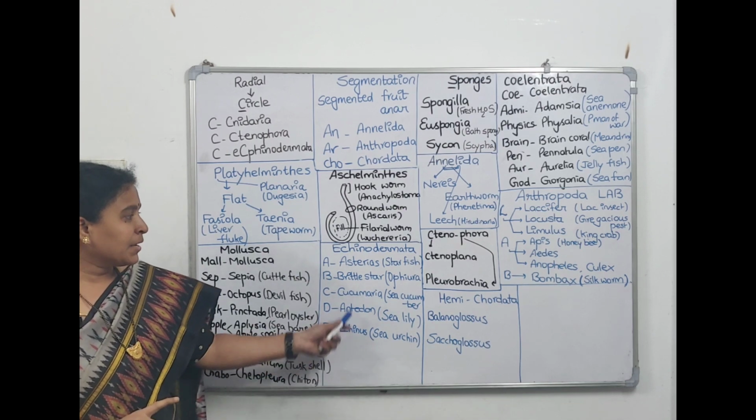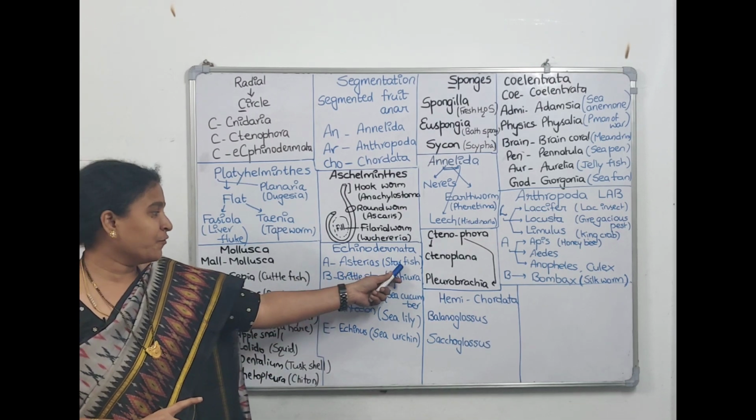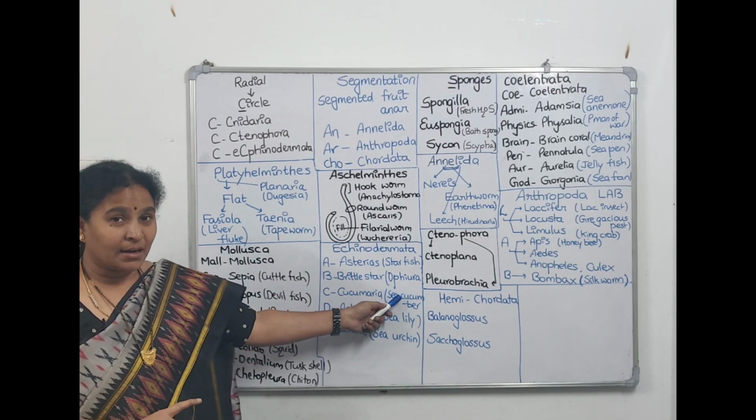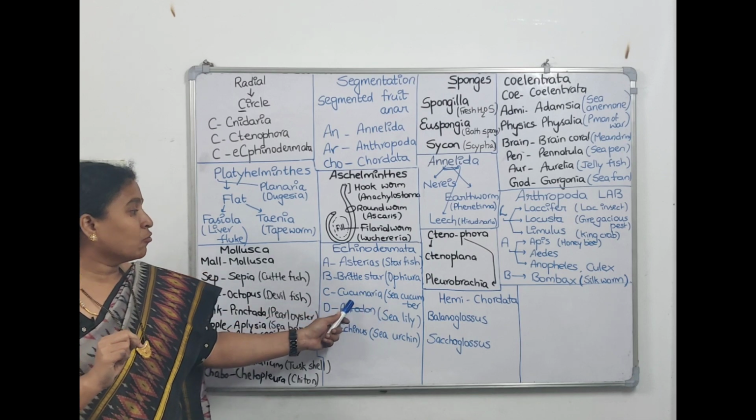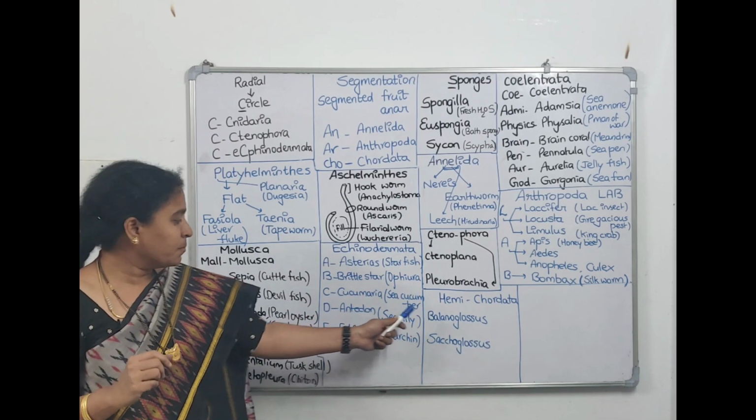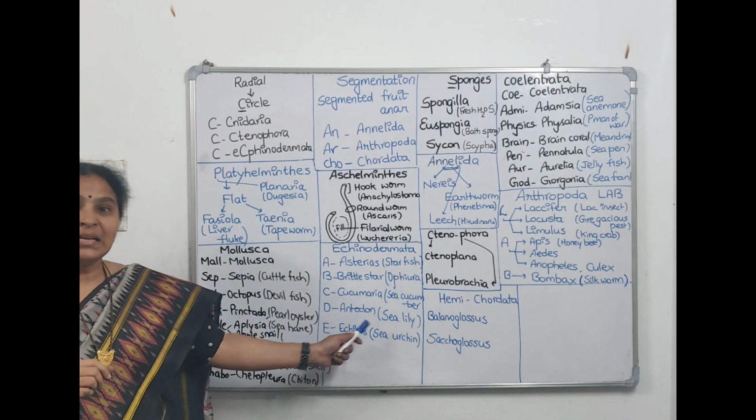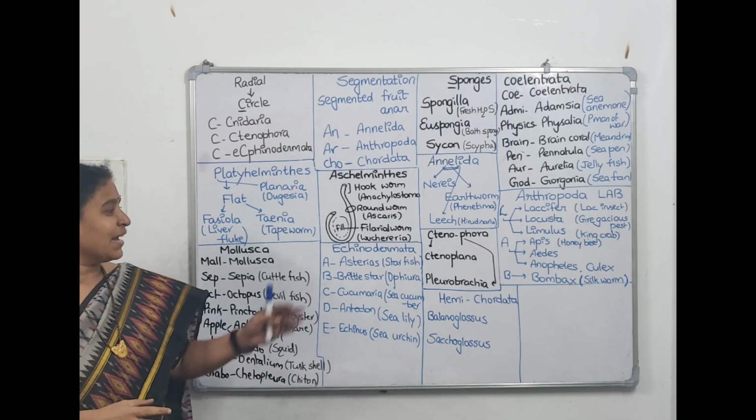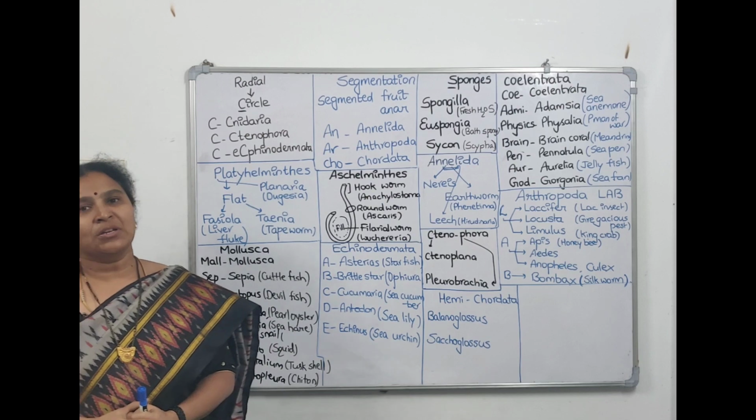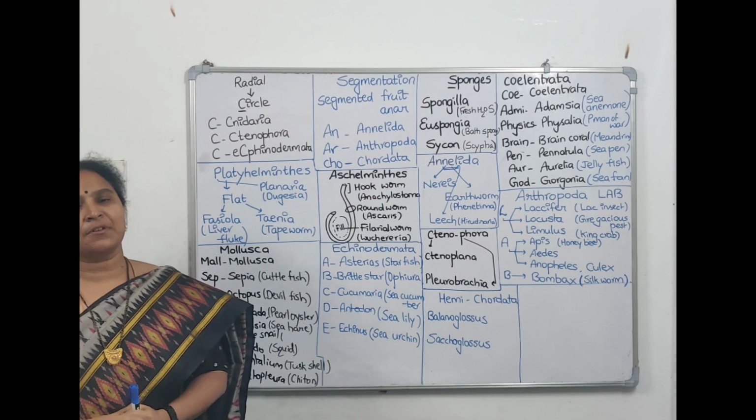Asterias, aster means starfish, brittle star, Ophiura, starfish and Ophiura pictures only they have given in NCERT. Now Cucumaria means it's cucumber like sea cucumber, Antedon is lily like sea lily, and Echinus is urchin like sea urchin. That's it, Echinodermata. Now coming to Hemichordata, there are only 2 examples of Hemichordata.